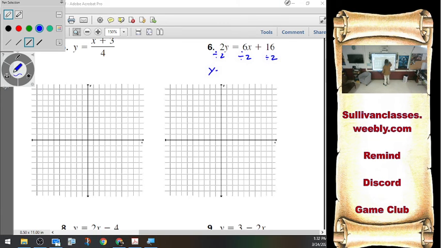Is it 5 today? 5, no. All right, dividing everything by 2. Everything by 2, good job. Everything by 2, and you get y equals 3x plus 8. So you start way up there. Go up by 3 and over 1. I'll start by going down by 3 and over 1. Okay, have to reverse your slope because we don't have enough room.